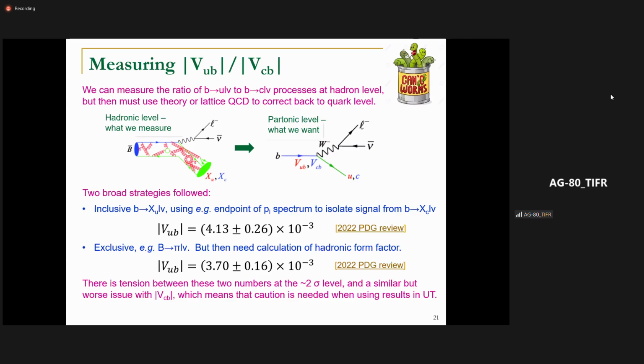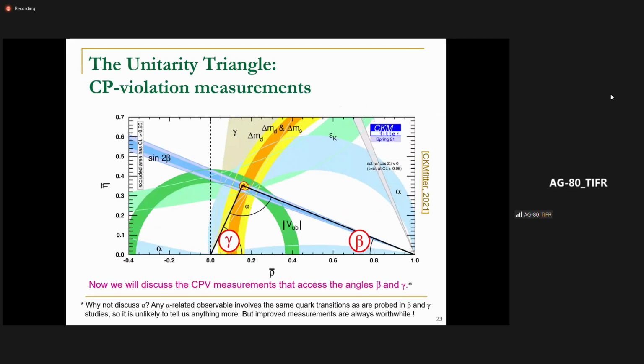Okay, but these are now getting rather precise. So even if you assign a generous uncertainty to allow for this discrepancy, you're in good shape. But I don't want to dwell more on this because, as I say, this is a can of worms, but it's a very interesting can of worms. What I want to do is now to focus on the actual CP violating angles, which are measured in a CP violating manner.